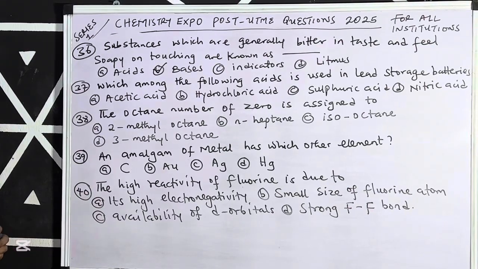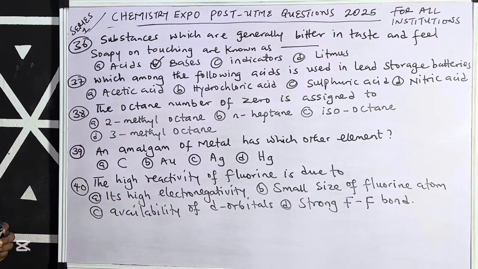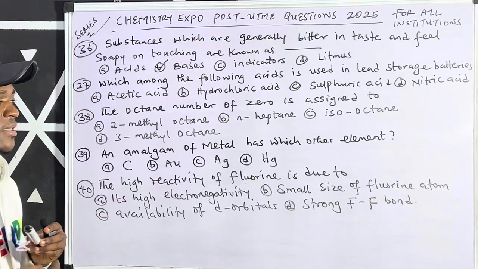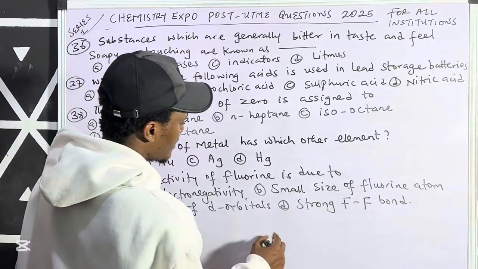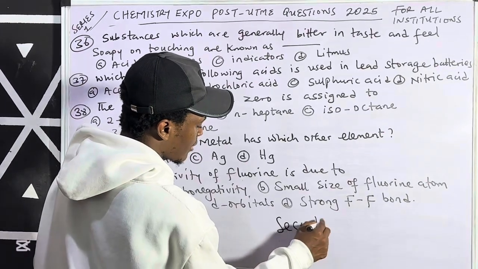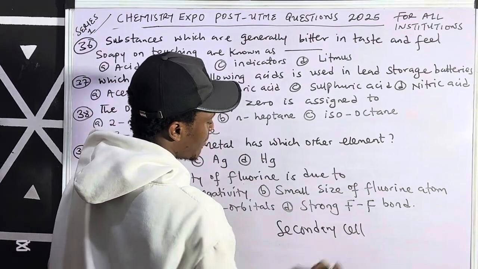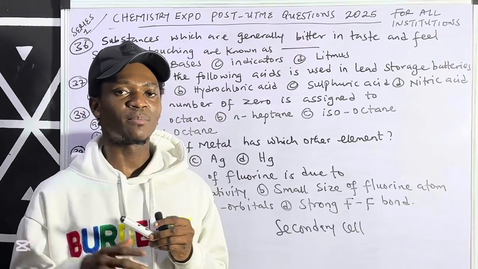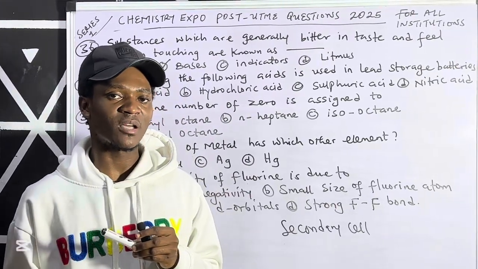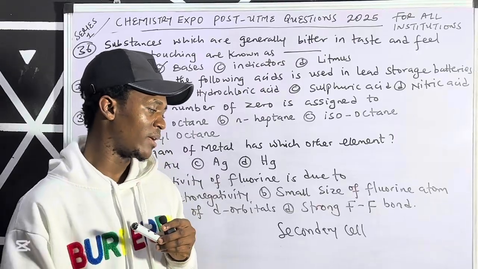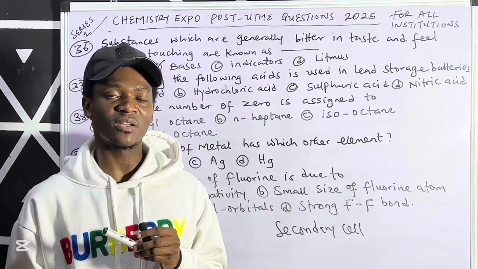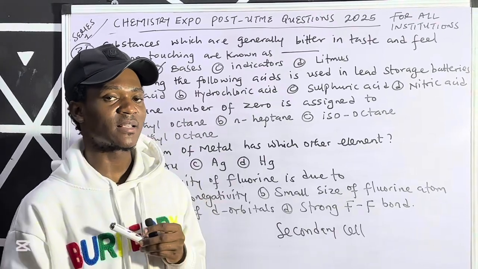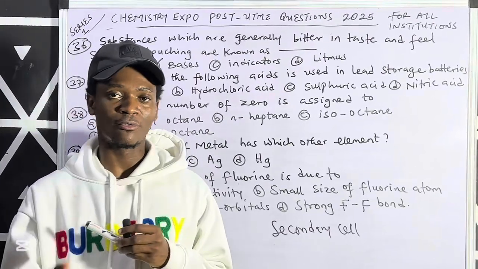Then question 37. Which among the following acids is used in lead storage batteries? Now, lead storage battery is an example of secondary cell. We have primary cells and we have secondary cells under electrochemical cells. The primary cells, they are not easily rechargeable, you cannot recharge them. Then for that of secondary cells, you can recharge. And classical examples of secondary cells include the lead acid accumulator, even your phone batteries.